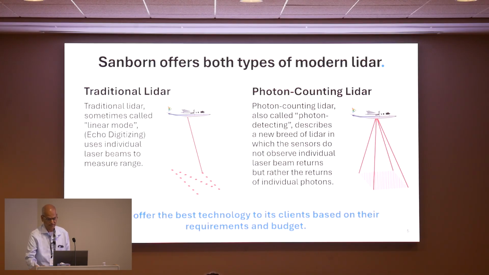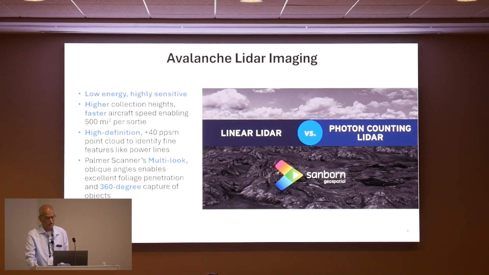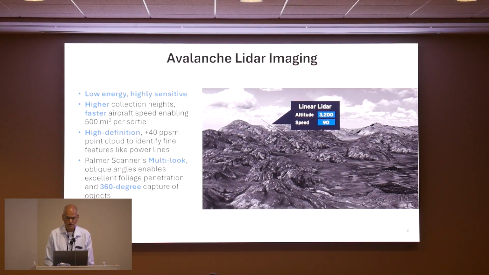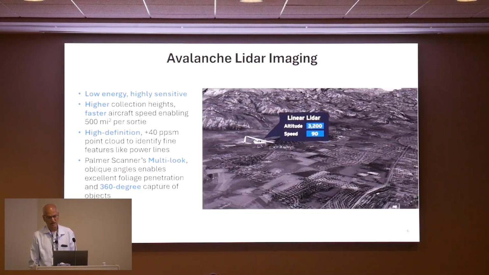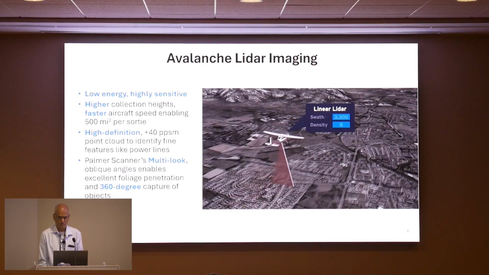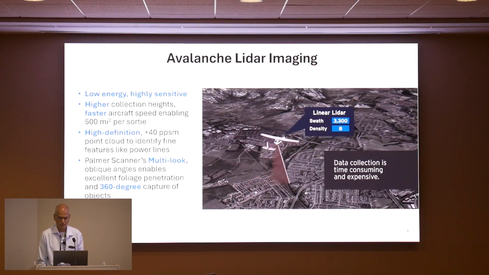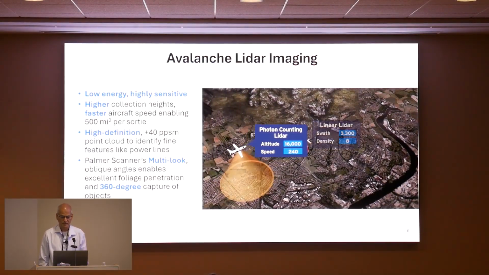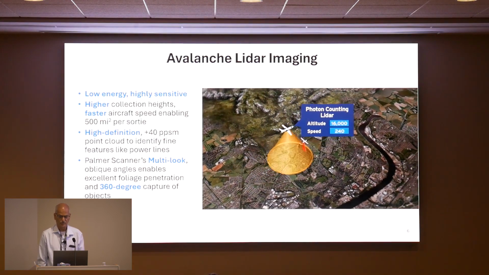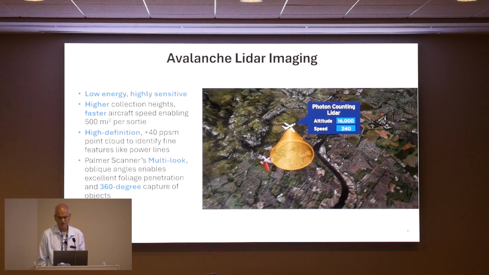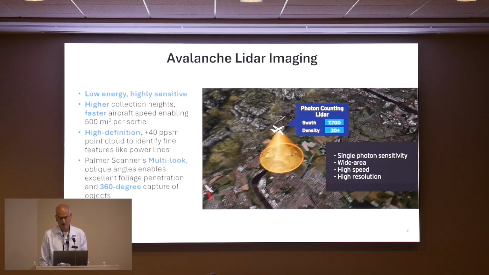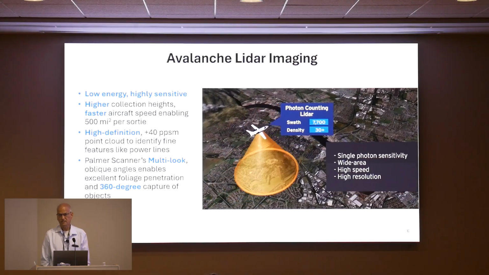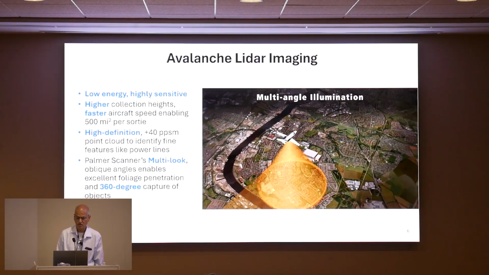I think it will be explained in more detail. This video talks about the linear mode and the photon counting mode. In linear mode, the flying altitude is normally around 3,200 feet, and the point density is around 8 points per square meter. With photon counting LIDAR, you can fly at a higher altitude, around 16,000 feet, at a higher speed, 240 knots. The net result is that you are able to cover a larger area in a shorter time. Obviously, that will directly translate into cost.